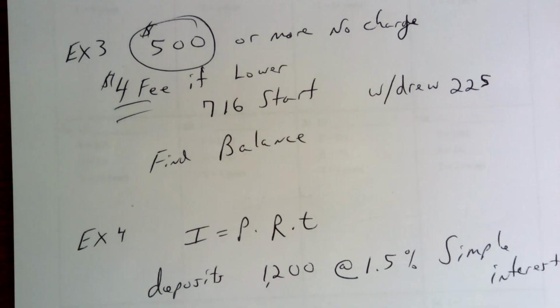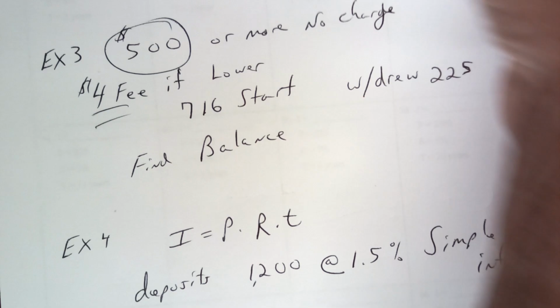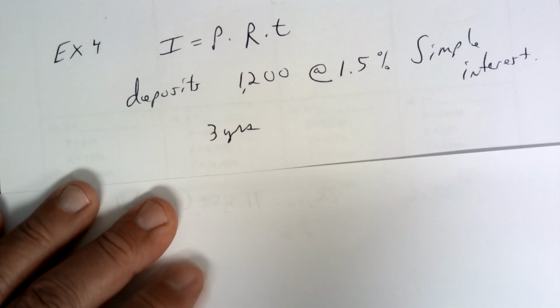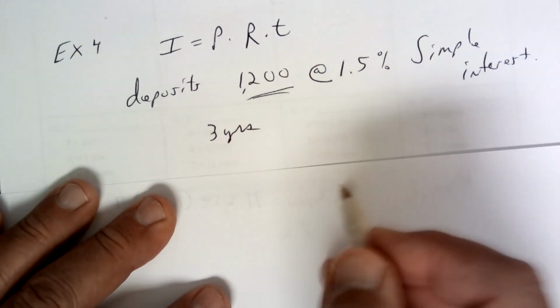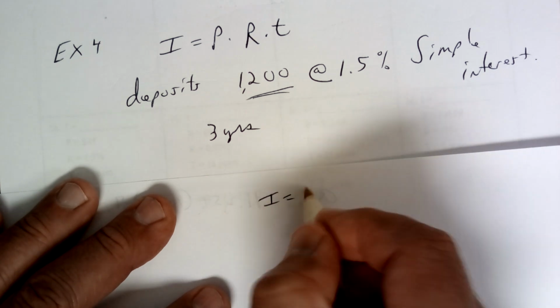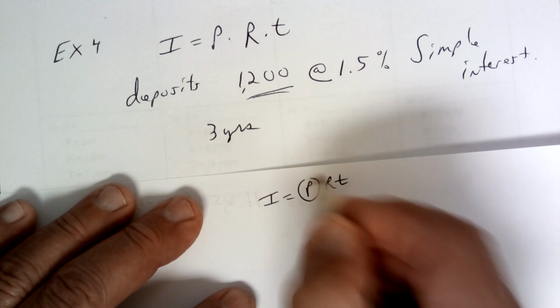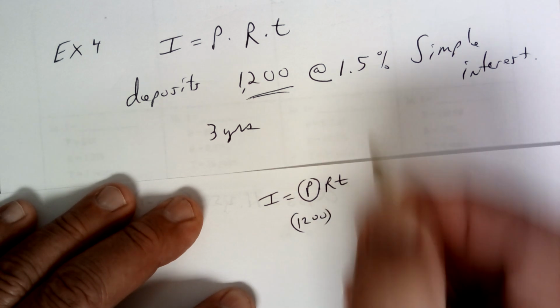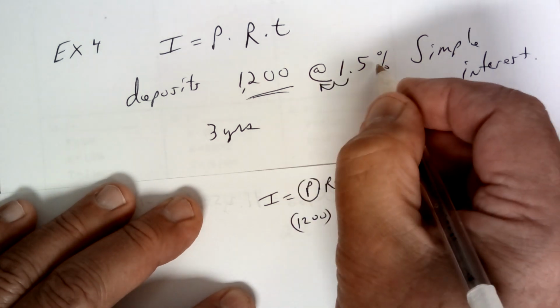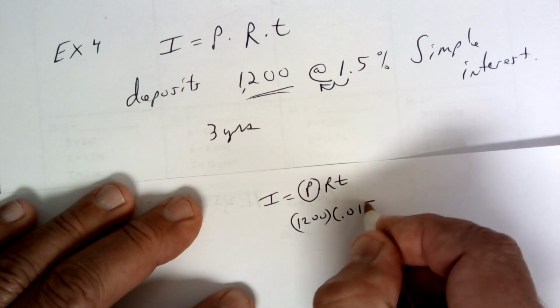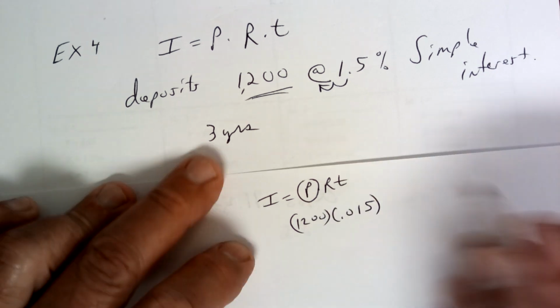Okay, so check it out in the book. Here's the one with the interest problem. Copy that down. Okay, so principal is what you deposit. So that's I equals PRT. Copy that formula. The principal is 1200. The rate, you got to move your decimal to change it from a percent to a decimal. So that's 0.015. And then times the time is 3 years.